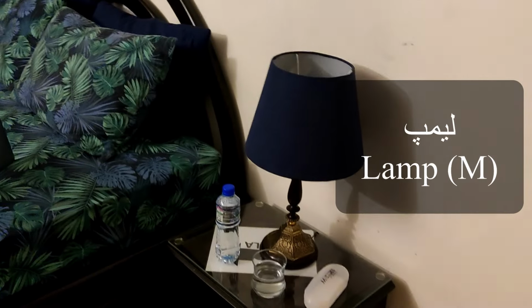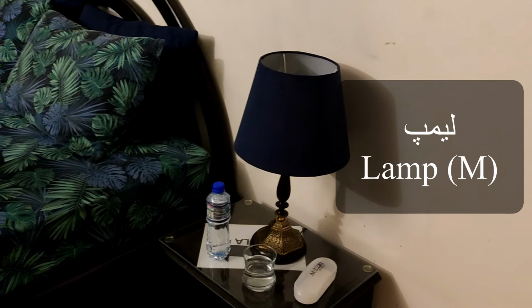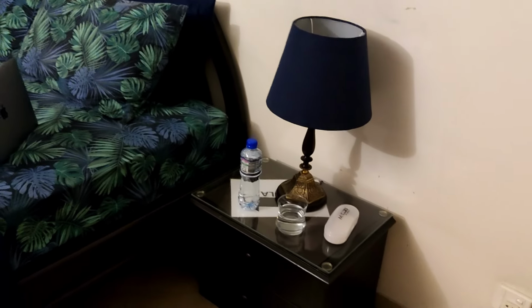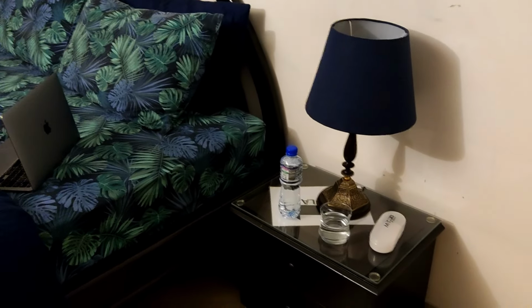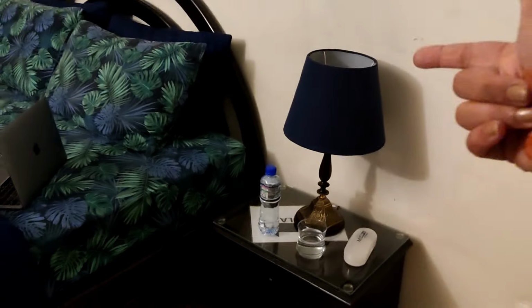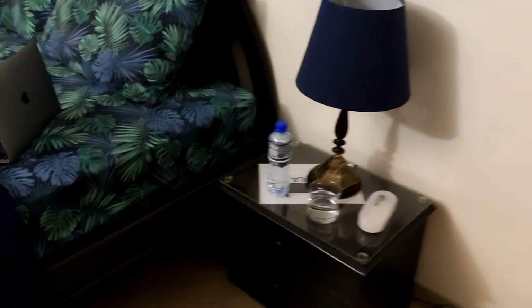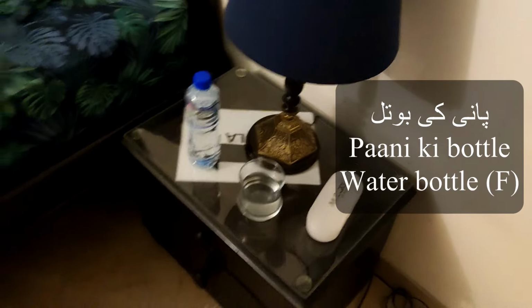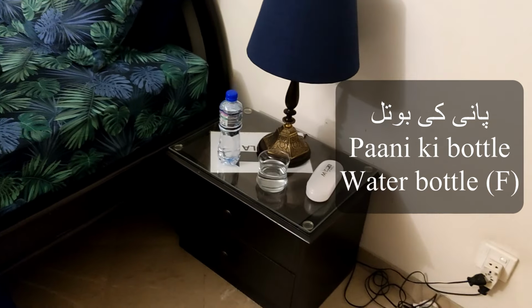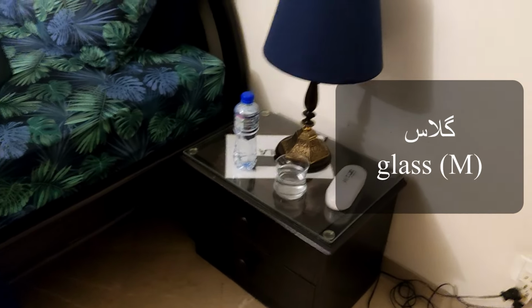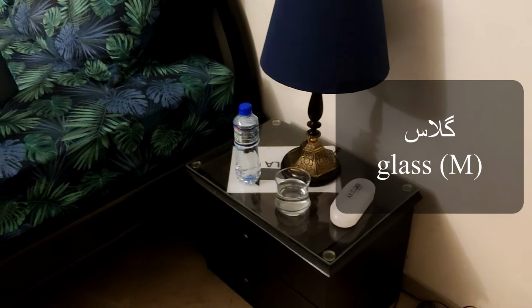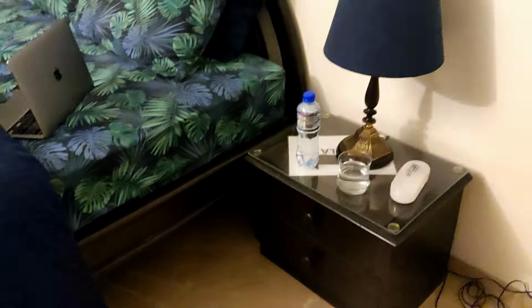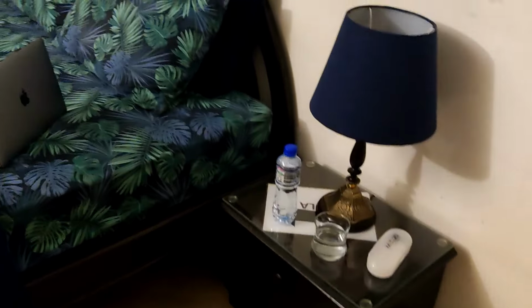And lamp hai. Most of the English words are used in Urdu, and because I teach colloquial Urdu, I use a lot of English words. ये लैम्प है और ये पानी की बोतल. पानी की बोतल, which is feminine. Glass is glass, and that is masculine. Okay, now move forward.